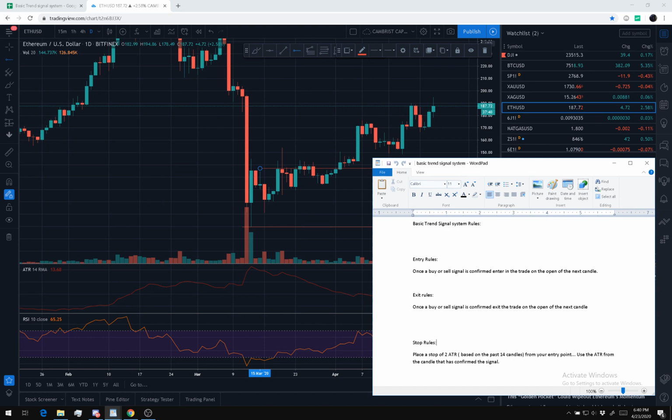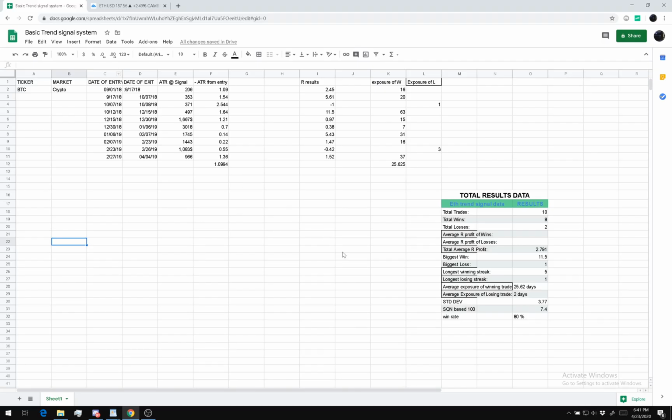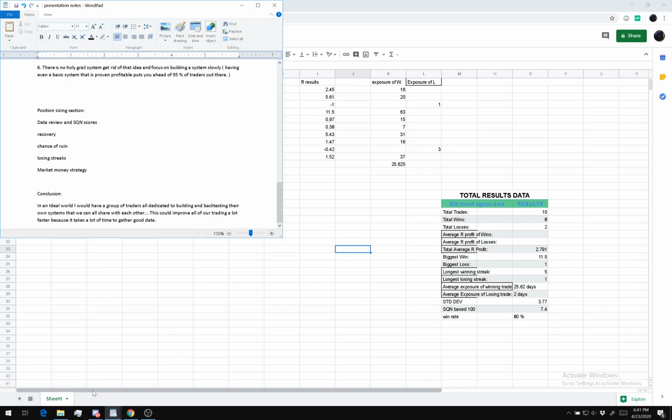They pretty much don't require much thinking at all, because the system basically does the entries for you and the exits for you. This is not a video explaining how to build a system or what system you should be using. This is a video of analyzing a data set. So let's go over a few things real quick.